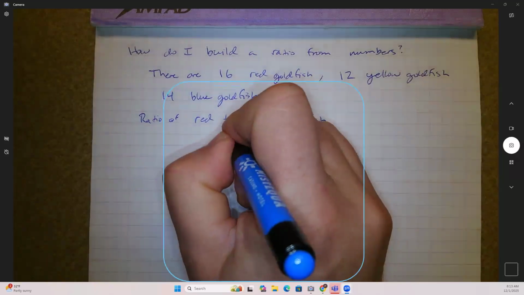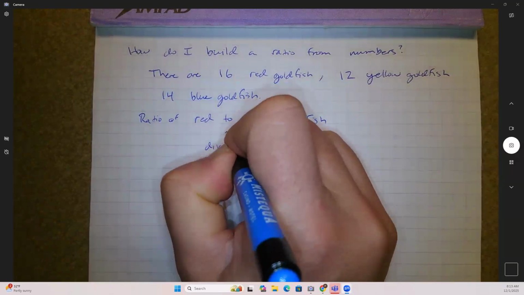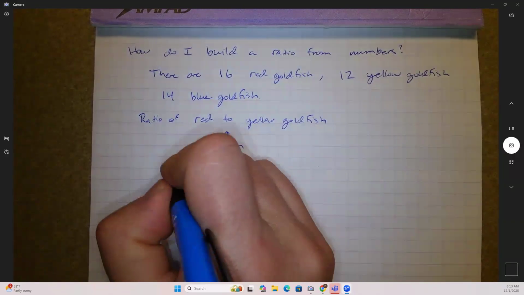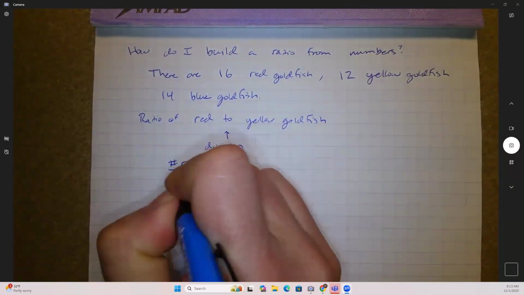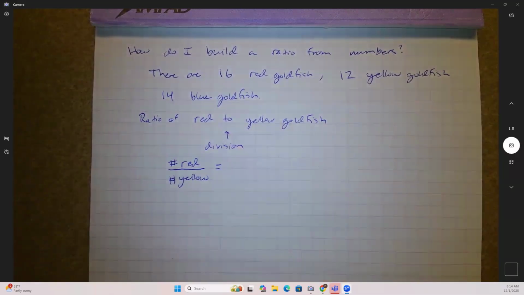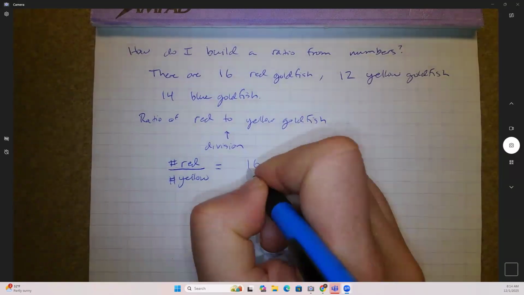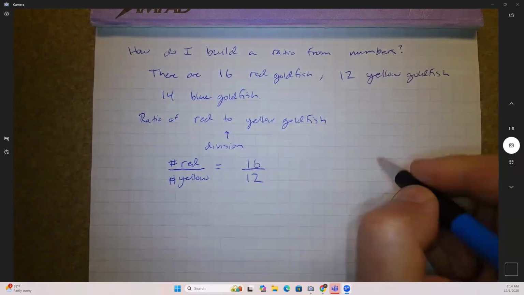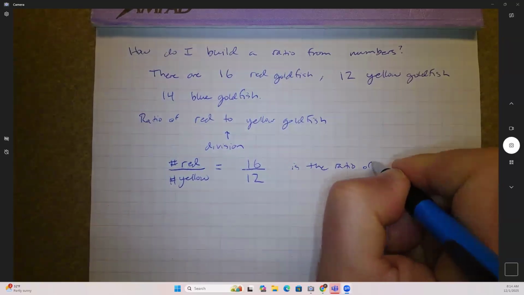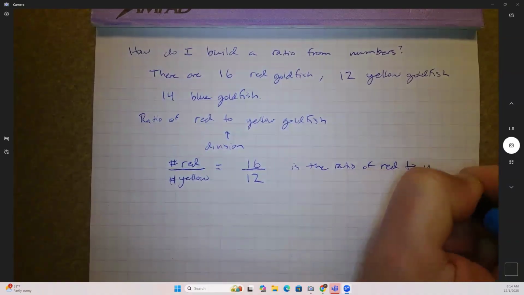When I say "to," I'm looking for division. The word "to" implies you're going to divide the first category by the second. So I'm going to be looking at the number of red divided by the number of yellow. Well, there are 16 red goldfish and 12 yellow goldfish. So this is the ratio of red to yellow.